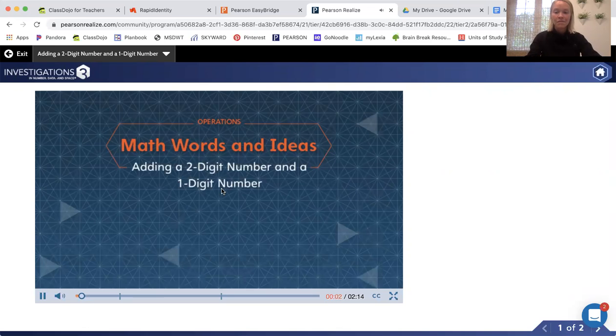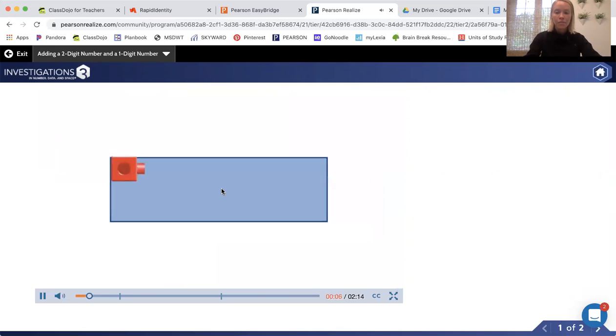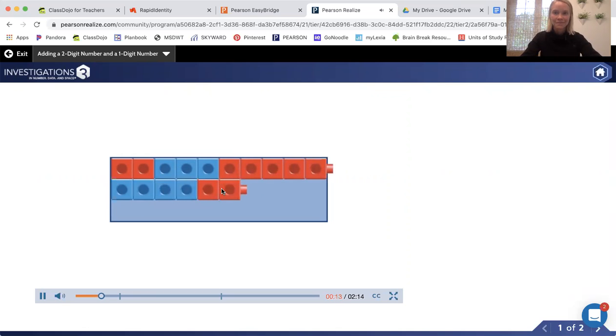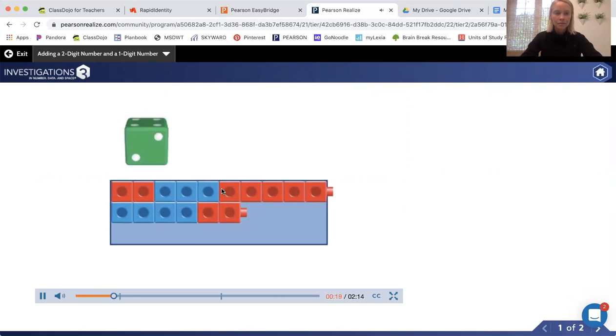Adding a 2-digit number and a 1-digit number. Libby and I are playing a game of Roll Tens too. We're in the middle of a game. It looks like this. We have one row of 10 cubes and 6 cubes. That's 16 cubes. Libby rolled a 6. How many cubes will we have after we add 6 more cubes?